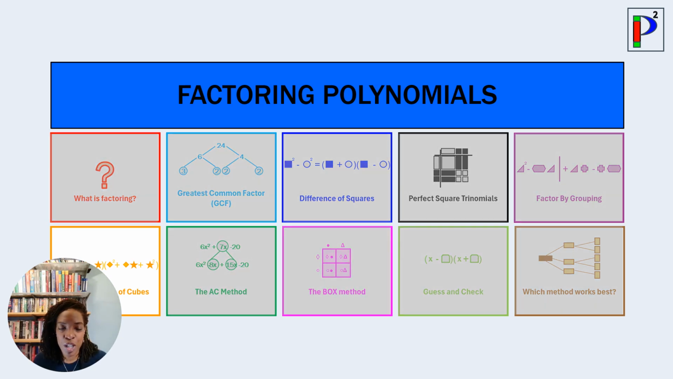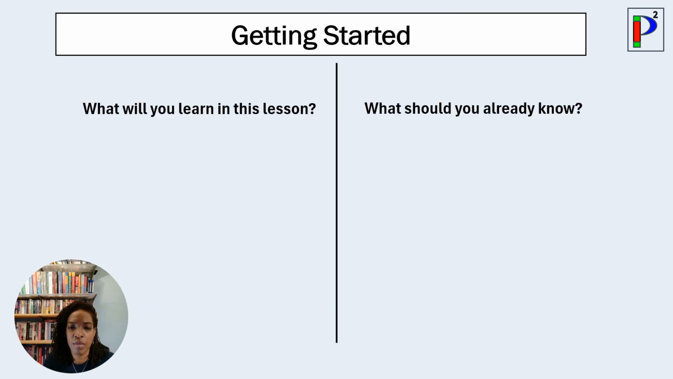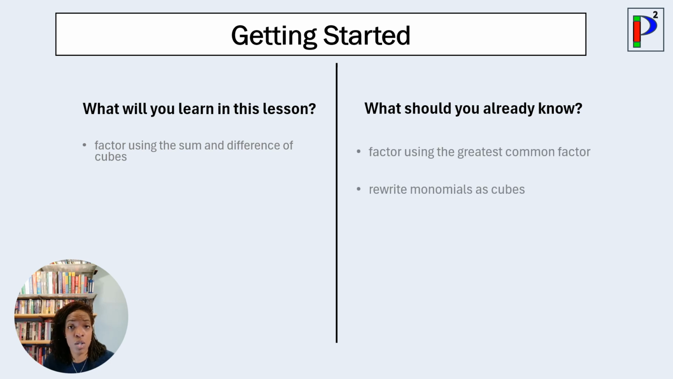The sum and difference of cubes factoring pattern is very similar to the difference of two squares. Let's learn about it. While we factor using the sum and difference formulas, we should continue to use our greatest common factor, and you need to know how to rewrite monomials as cubes. So if this expression right here is confusing to you, please stop, go back, and review.